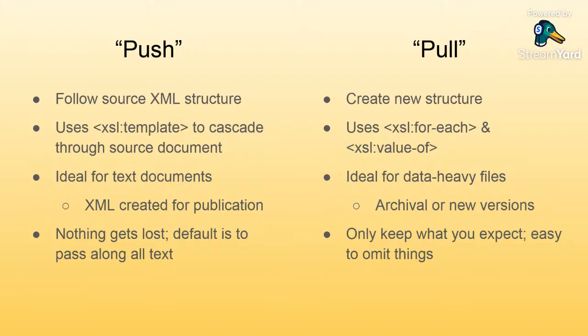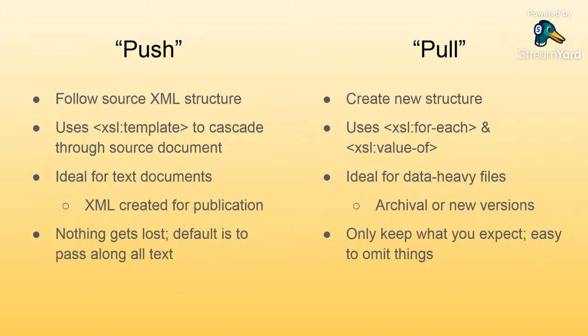This makes it ideal for working with things like editions, other text documents, XML that's created for publication, like a manuscript edition or an EpiDoc file. This also ensures that nothing in the file gets lost, because the default behavior is to pass along all contents, especially all text contents, of an element, even if that element isn't explicitly matched. So things don't get lost. So this is very powerful, and this is the default practice for the kind of XSLT that we're normally talking about when we're making critical editions.